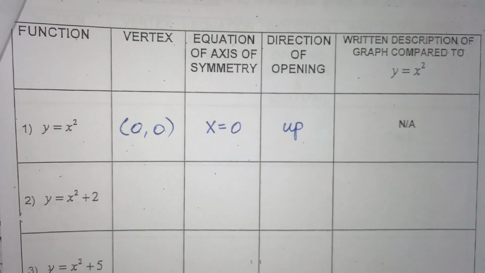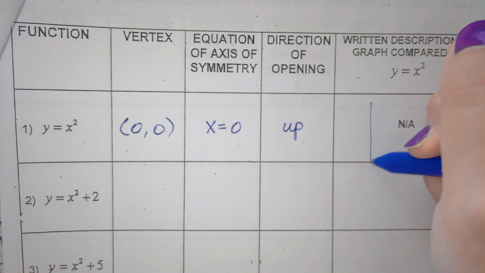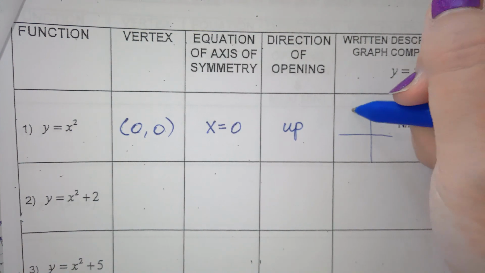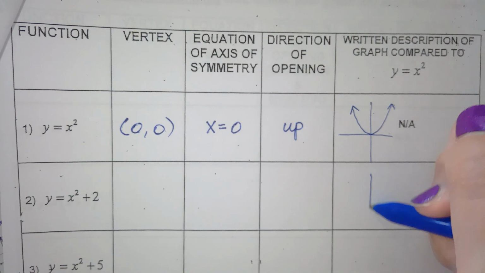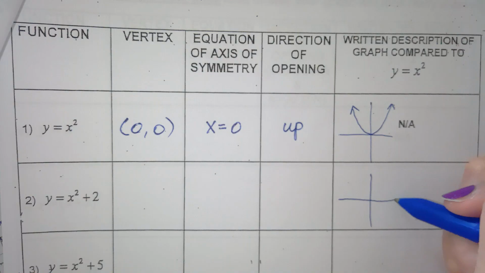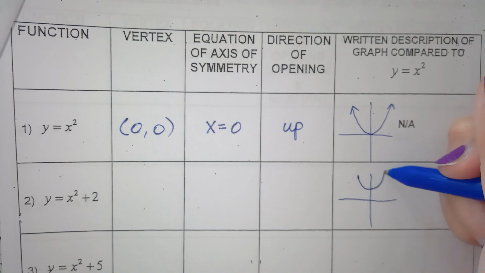So for y equals x squared plus 2, take a guess. How do you think it changes? Okay, Adam? So what happened to your parabola? Because you're adding 2 to y, what happens to this one then? It moves up by 2. Up by 2. Good job.